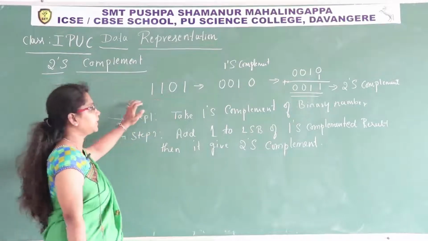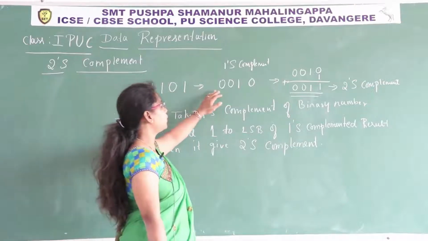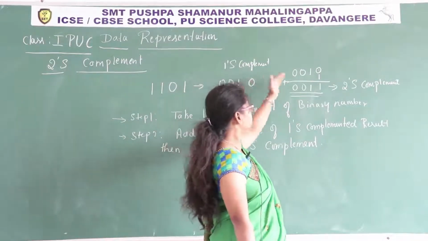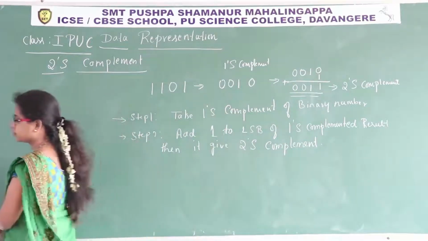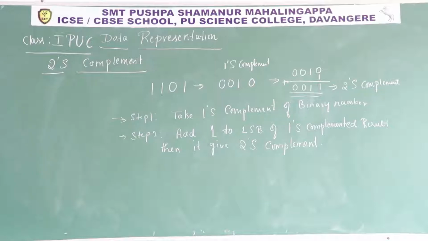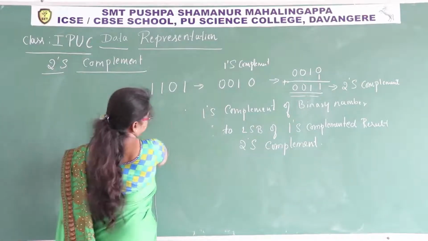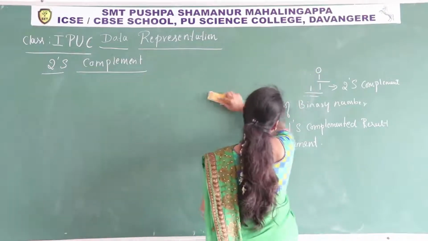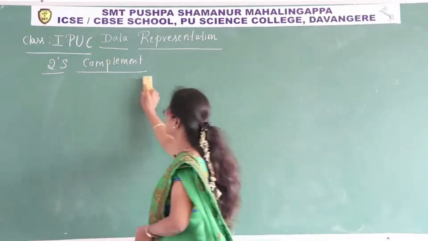We can't say directly two's complement. First we have to write a ones complement. Then to the LSB of that ones complemented number we have to add a 1. Then the final result would be the two's complement of the given binary number. I hope you understood how to get the two's complement of a given number. Let us do the subtraction using two's complement method.